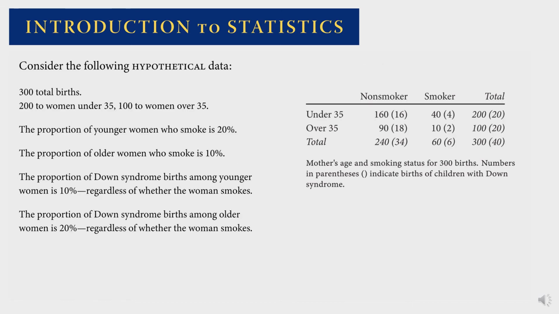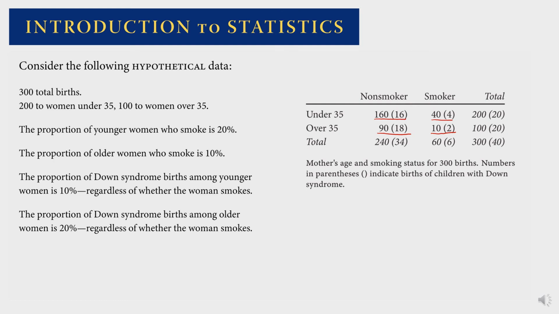Here's some data that I simulated. It's not real, I just made it up to show you how the math might work. Notice that 10% of young women have Down syndrome births regardless of whether they smoke. So here we have 4 out of 40 for the smokers and 16 out of 160 for the non-smokers. So it's 10% whether or not the young woman smoked. Also, we have 20% Down syndrome births among the older women, regardless of whether they smoked. Again, 2 out of 10 is 20%, 18 out of 90 is 20%.